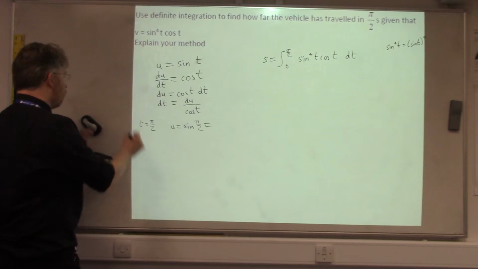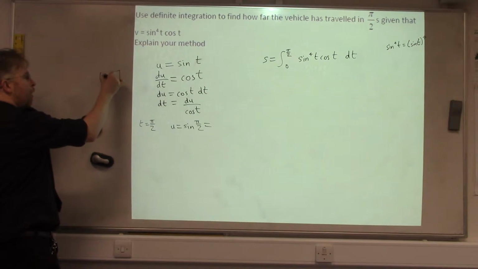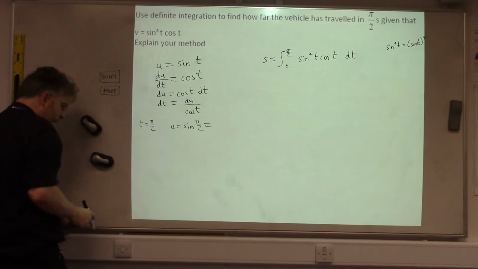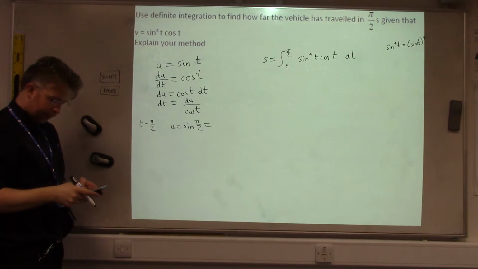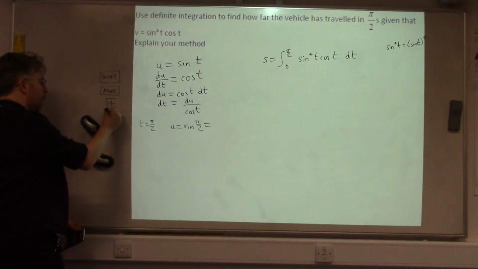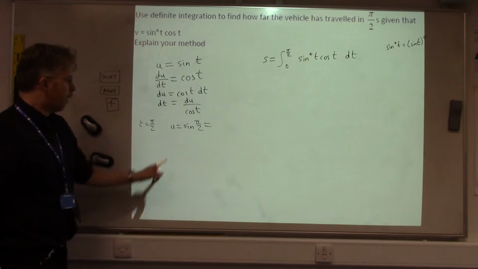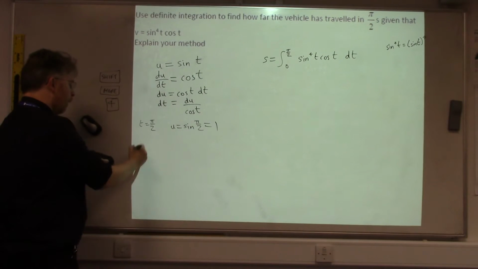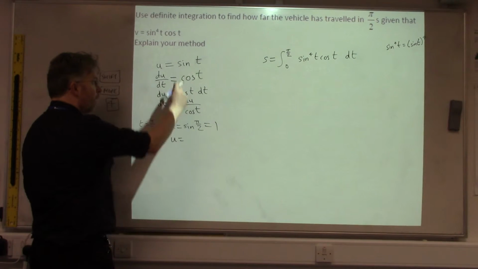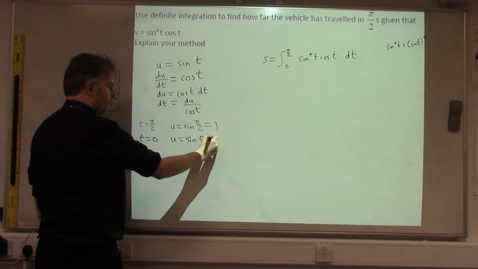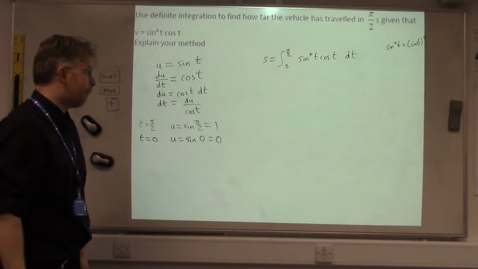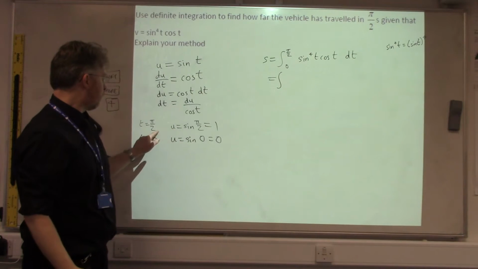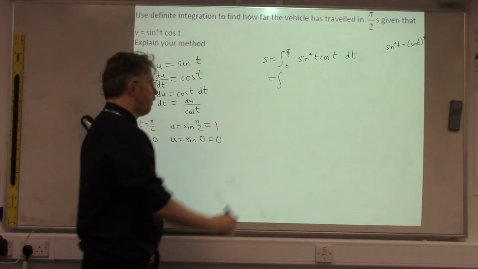And again, to put your calculator in radians, we press shift, mode, and 4. So if you do that, sine of pi over 2 in radians is equal to 1. If we stick t equals 0 in, u equals sine of 0 equals 0. So actually we change the limits into something much nicer. So doing the substitution, the limits pi over 2 and 0 become the limits 1 and 0.